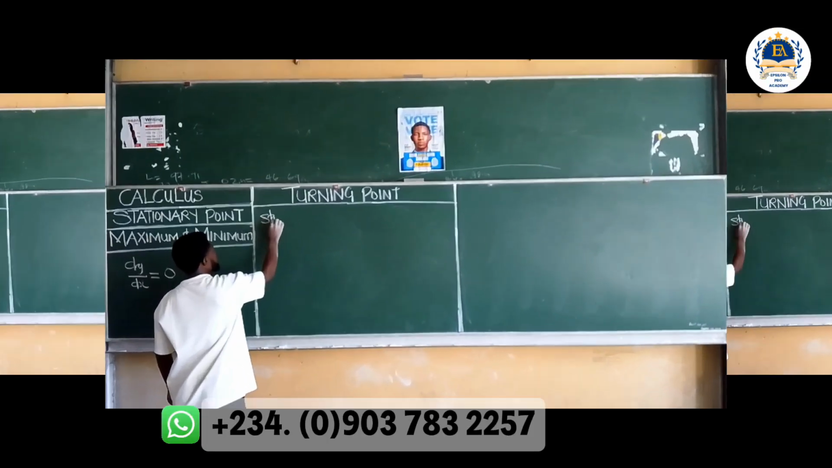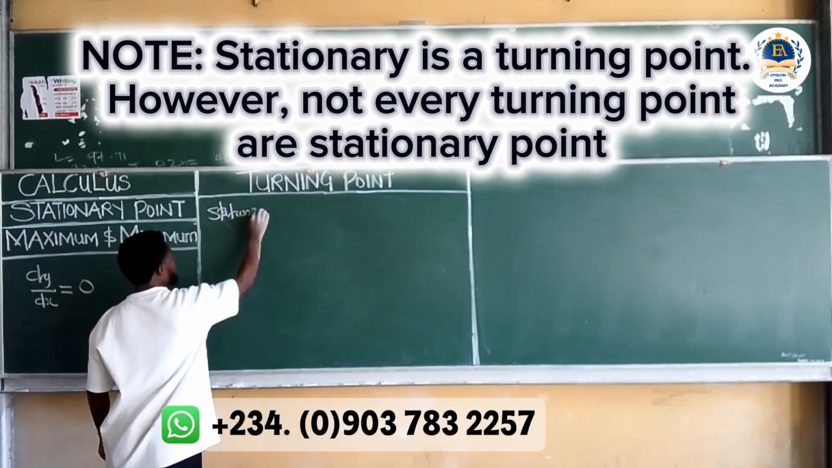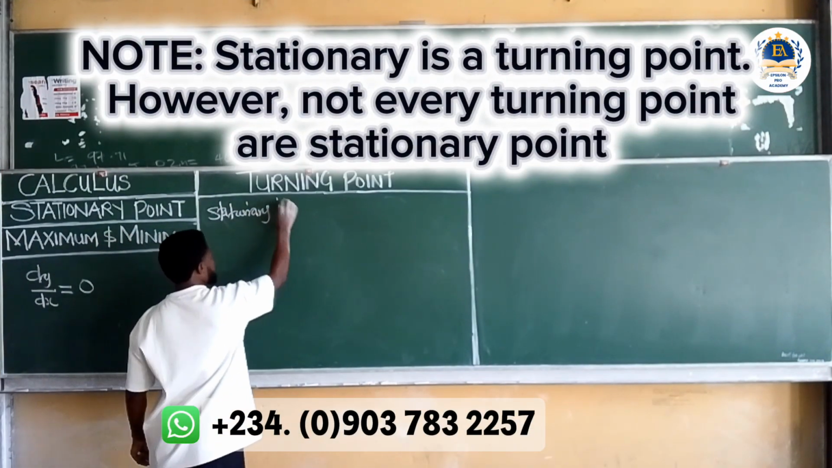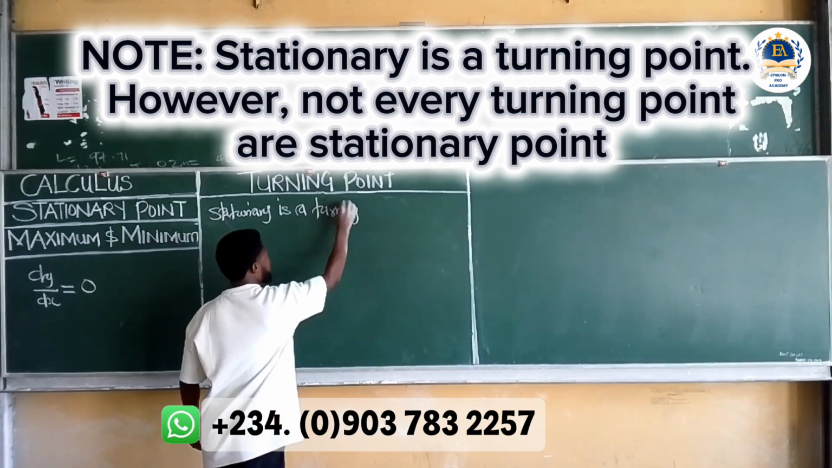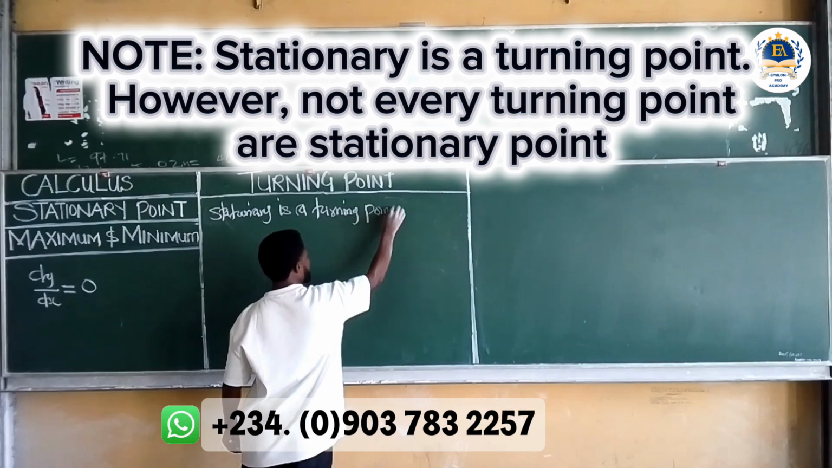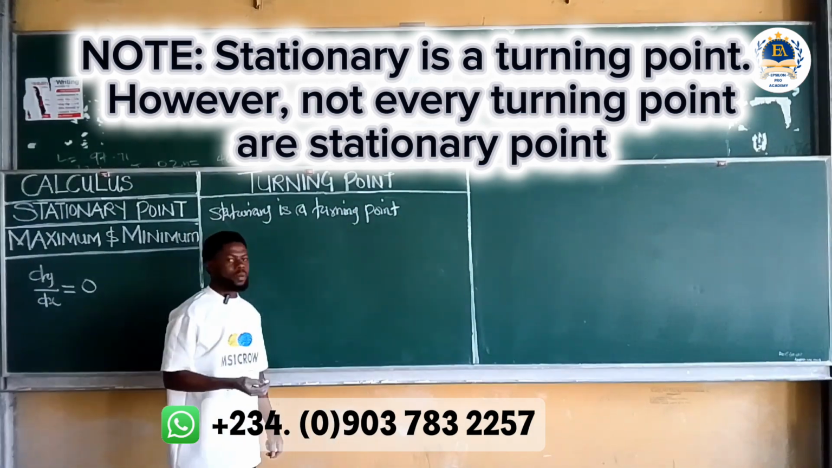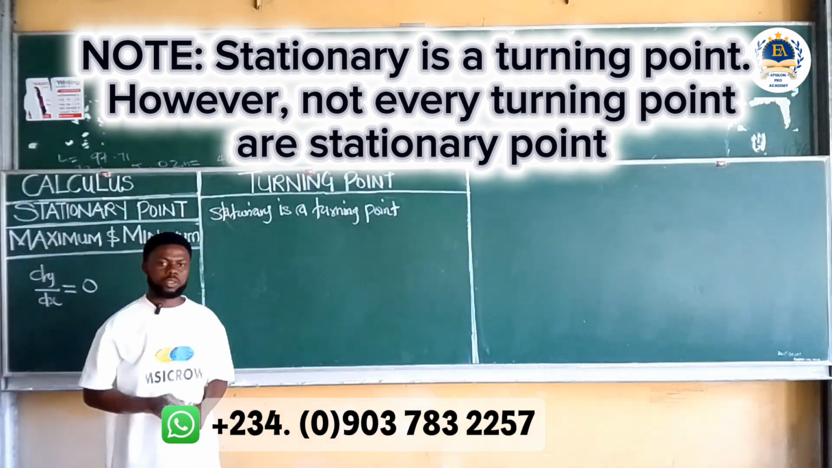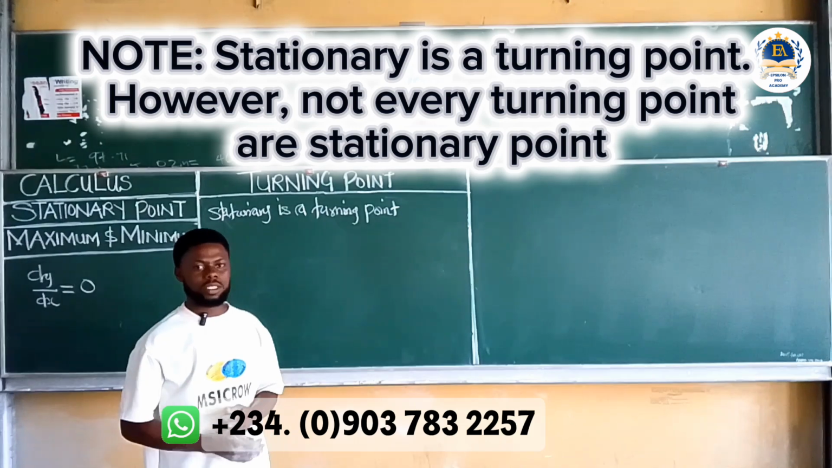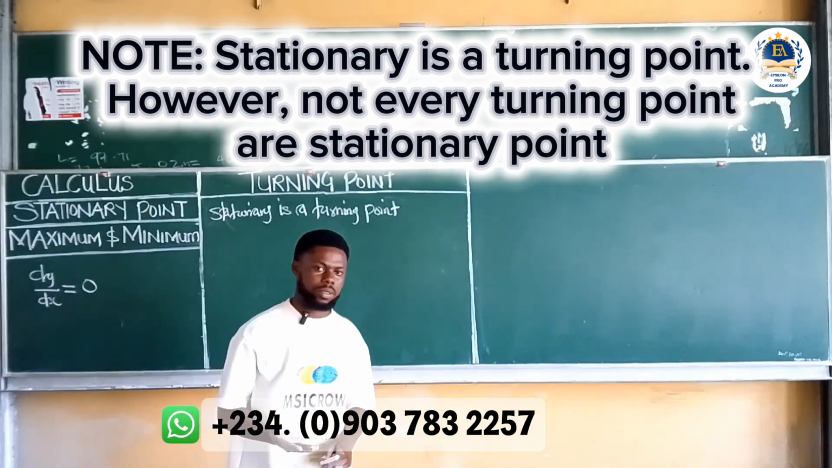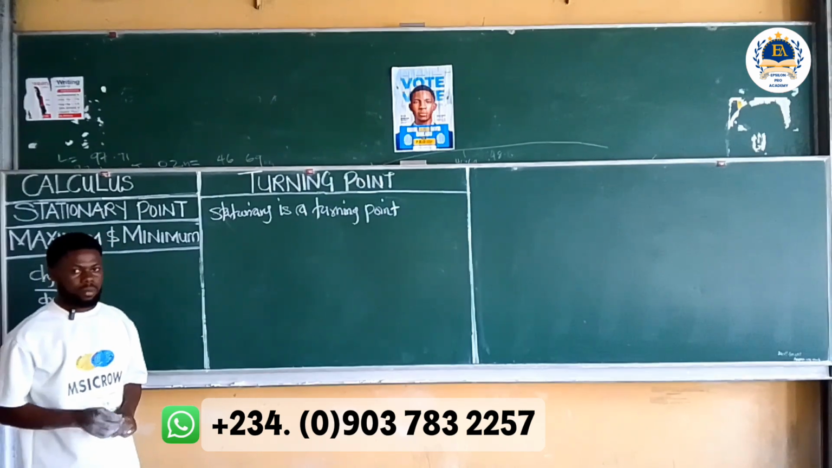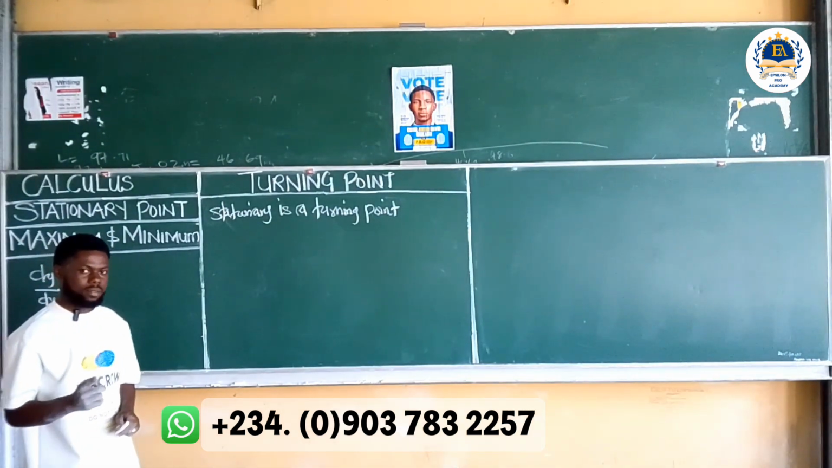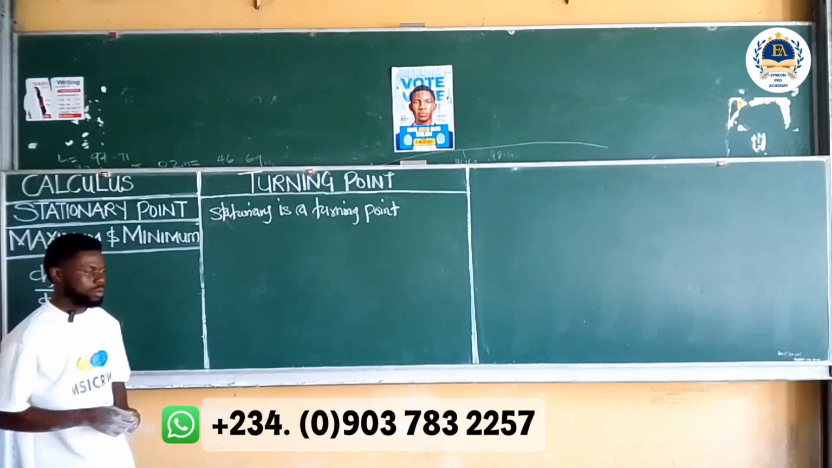stationary point is a turning point. So we can conclude by saying a stationary point is a turning point. However, not every turning point is a stationary point. So at a stationary point or at a turning point, dy/dx is equal to 0.